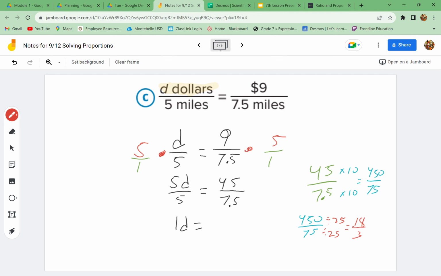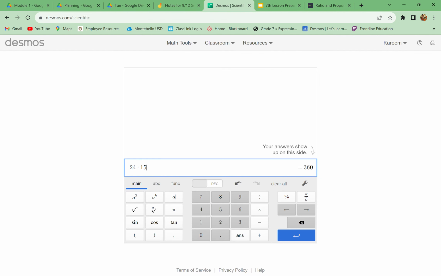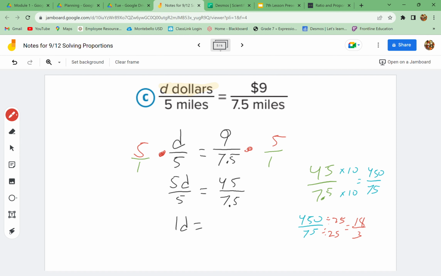18, I believe, right? Now, to verify, let's check. I might be wrong. So let's go over here, hit enter. 450 divided by 25. I'm not too sure. Yeah, it's 18. All right, see? So my mental math worked right there.